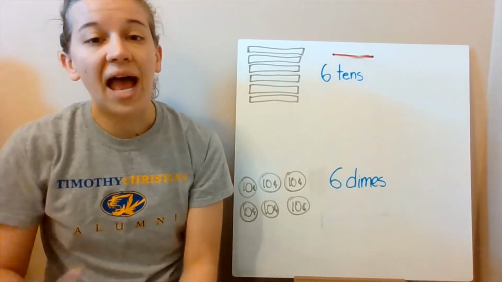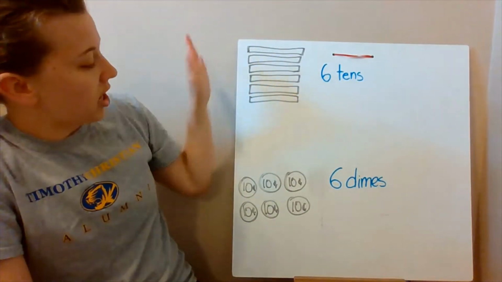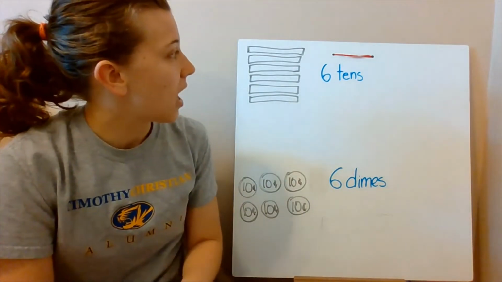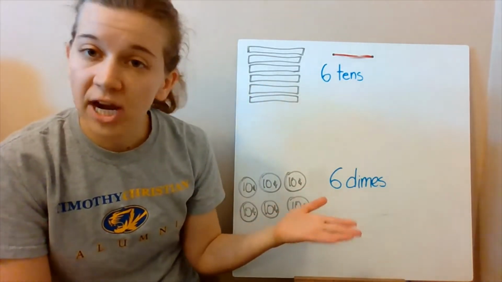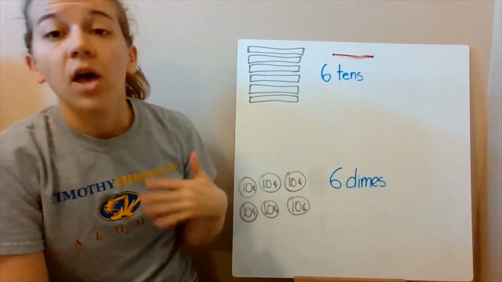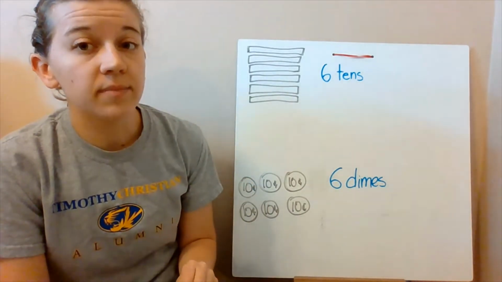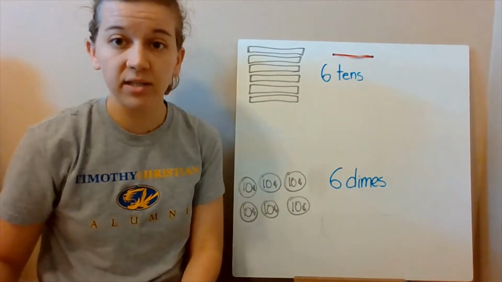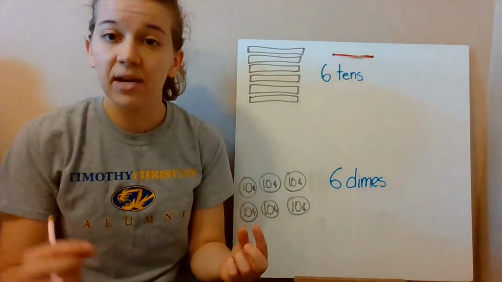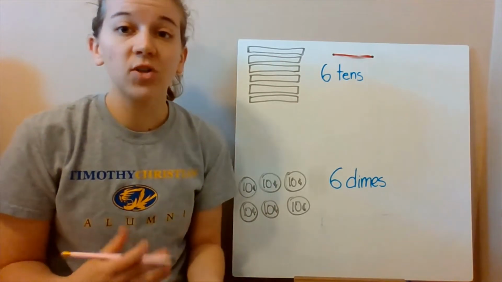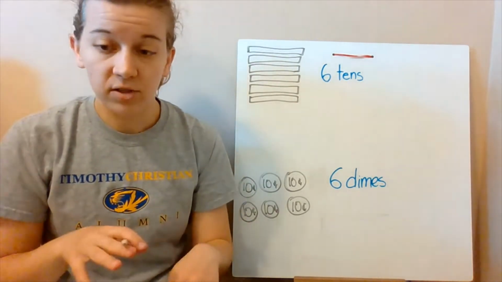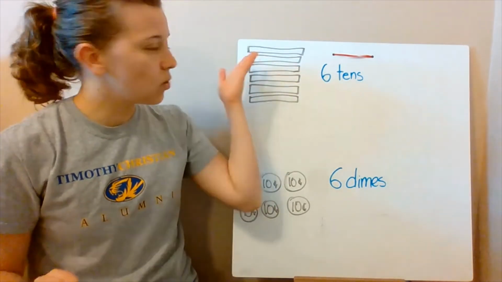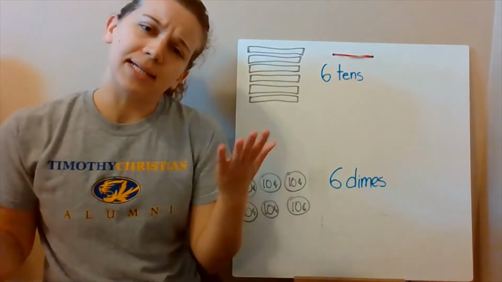Okay, so I have some 10 rods drawn up here and some dimes drawn up here. So we're going to solve a couple subtraction problems using these. You can also draw some 10 rods and draw some dimes, or if you have 10 rods or something that can represent a 10 rod, and if you have dimes, you can also use them and move them around. That will help you really visualize what's going on. But this will also help you visualize just in a slightly different way.